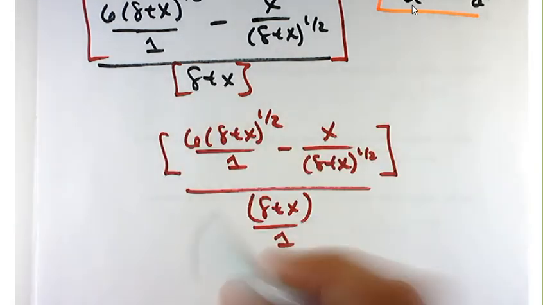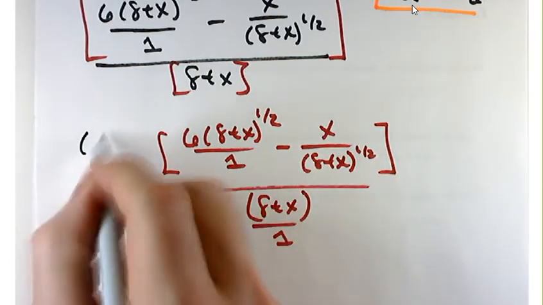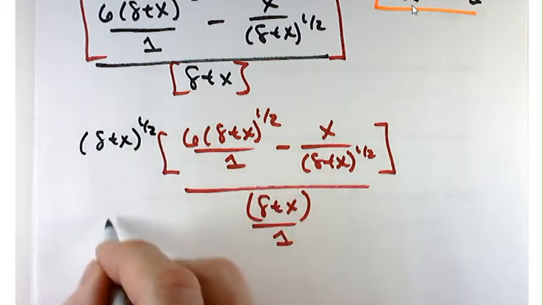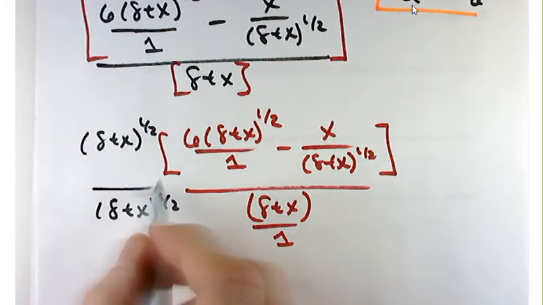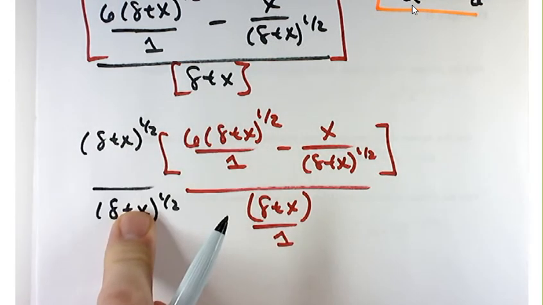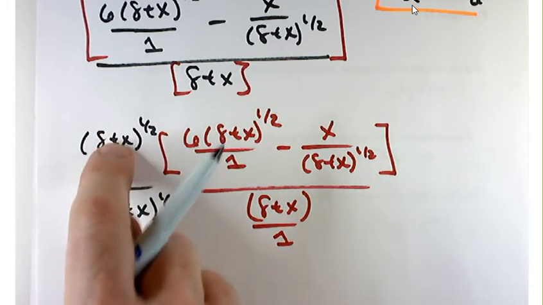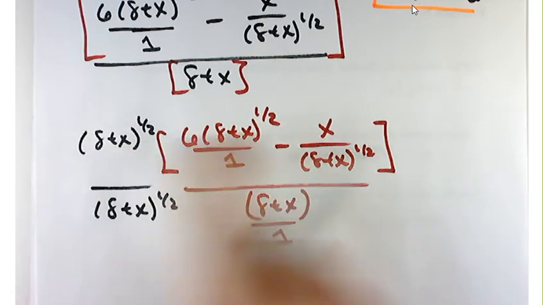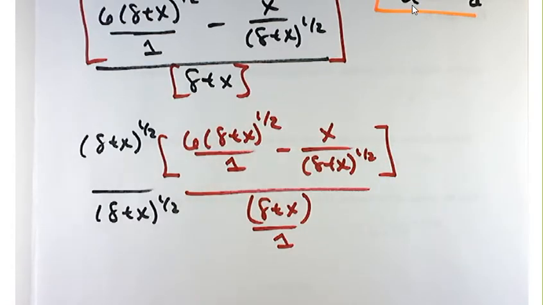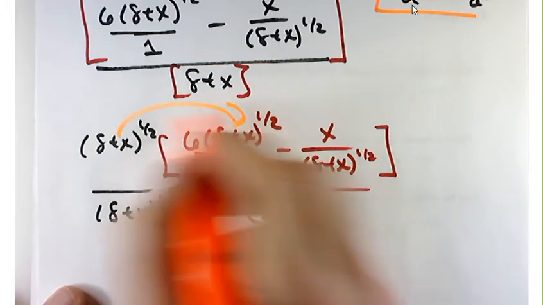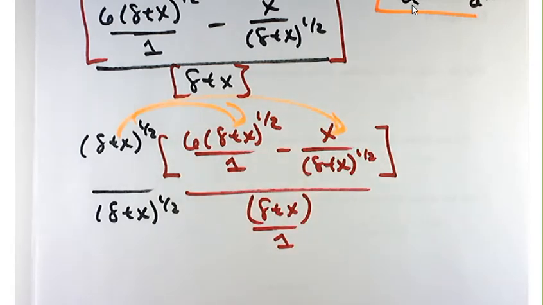I'm going to multiply the numerator and denominator by this term here. 8 plus x to the 1/2. Now, I don't want to cancel these things. What I want to do instead is I want to multiply this times this and this times this. In other words, this term is going to have to distribute itself to both of those terms in the numerator. This times this, this times this. You want to work with the easy part first? Let's work with the easy part first.